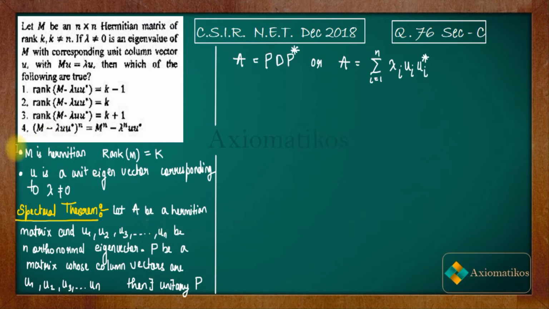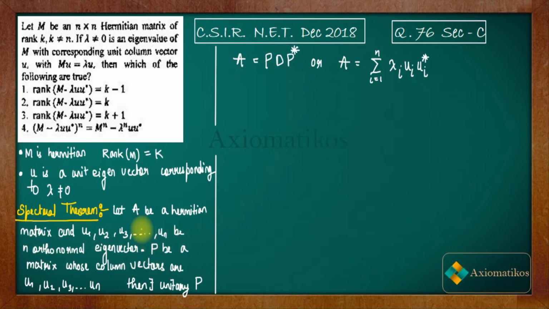So these are the two things that we already did. They are given to us. Now let us have a look at the spectral theorem and what it tells us. It says that if A is a Hermitian matrix of order n cross n, and u1, u2 up to un are its n orthonormal eigenvectors.